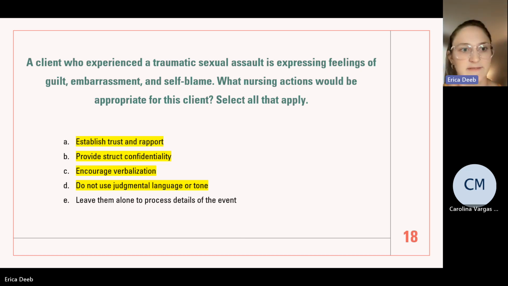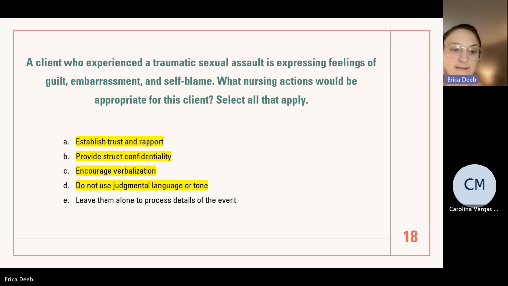Encourage them to verbalize. So ask open-ended questions, encourage them: I'm here to listen. I'll stay and sit with you however long you'd like. And then also always do not use judgmental language or tone. You want to keep clear, direct speech, and not use too much emotion or too little emotion. Just a baseline calm demeanor. And that is really helpful with patients that are going through a period of trauma.